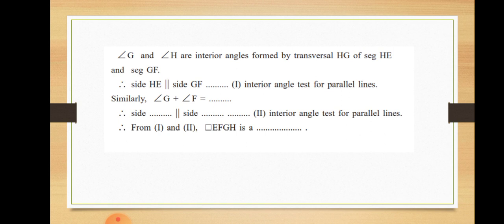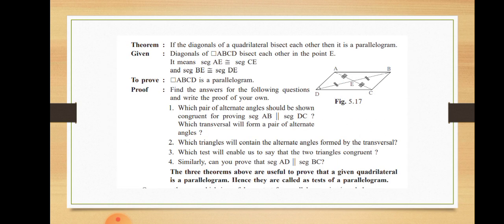Getting? So in a parallelogram, two opposite sides are congruent as well as parallel with each other, and opposite angles are congruent. That is the test of parallelogram. Now next is the theorem given. For this theorem you have to refer to page number 65.